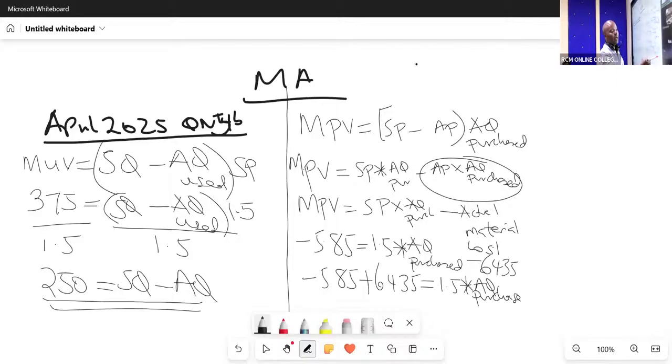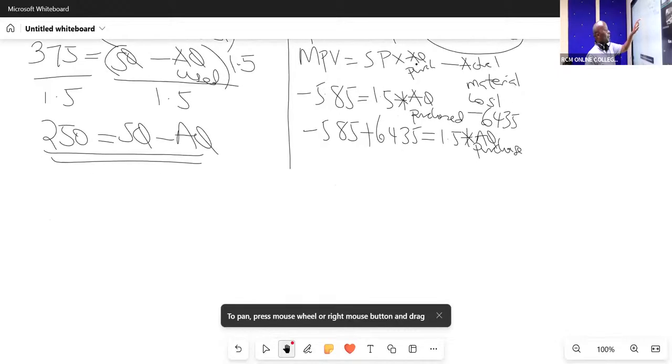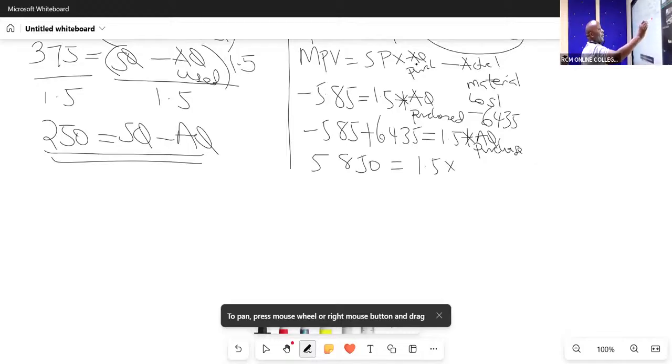So what do we have here? This 5850. 5850 equals, ladies and gentlemen, 1.5 times AQ, done what here, somebody? Purchased. Meaning that I divide both sides by who? I divide both sides by 1.5.